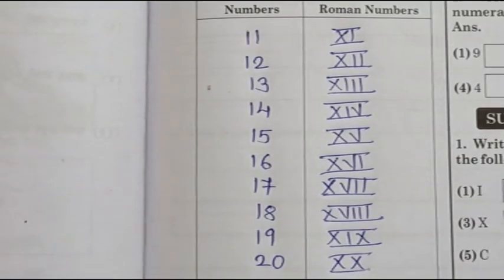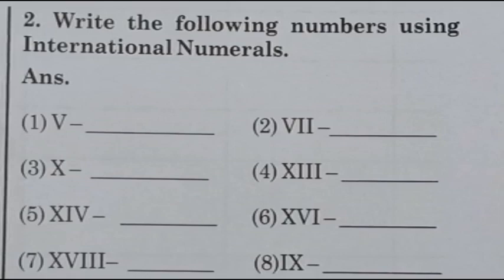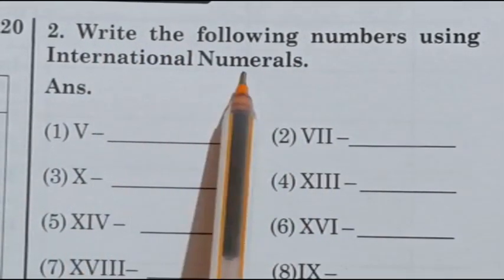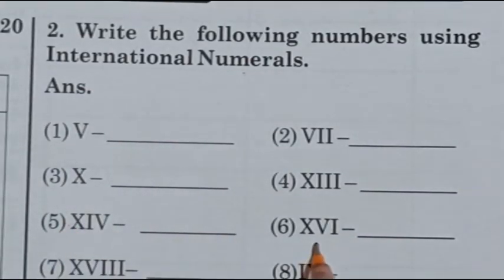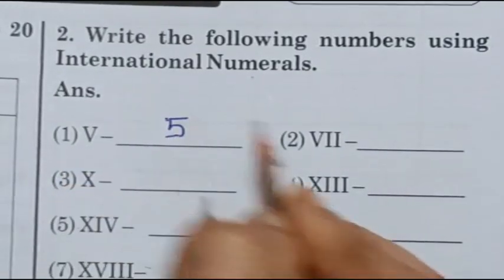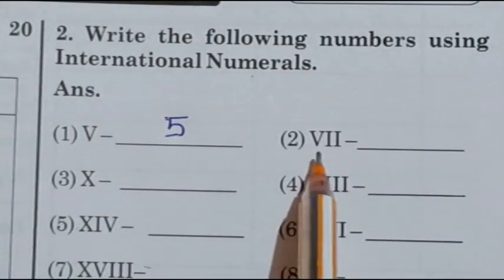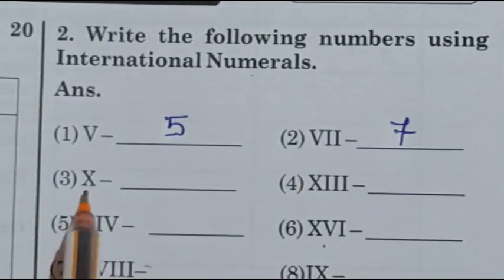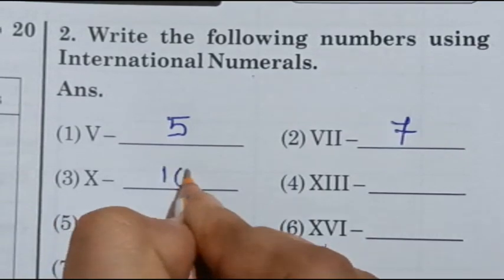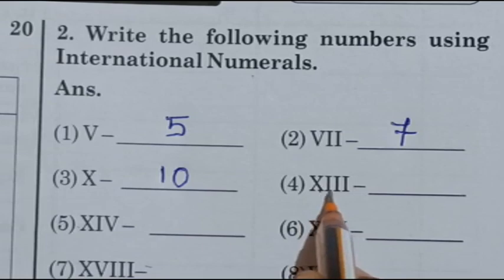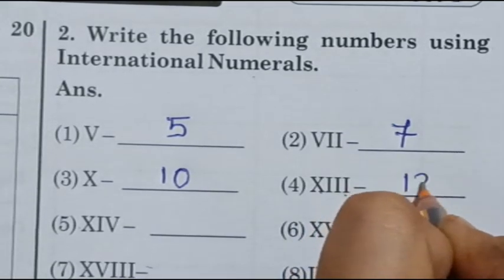Now let us proceed further to the next question. Now students, here question number 2 is: write the following numbers using international numerals. They are given in Roman numbers, you are supposed to write them in international numerals. So this is V, that is what? 5. Second one is V and double I, so that is 7. Third is single X, that is what? 10. Fourth one is X and triple I. X means 10, 10 plus triple I, that is 3. So 10 plus 3, that is 13.